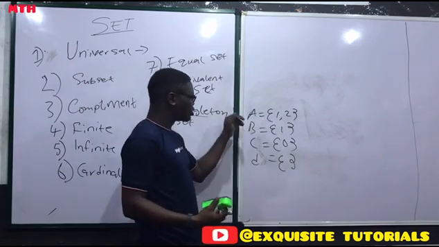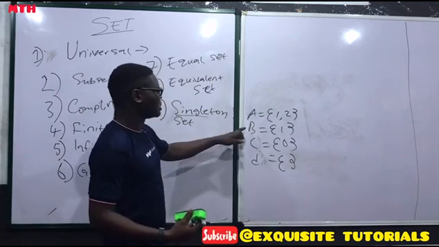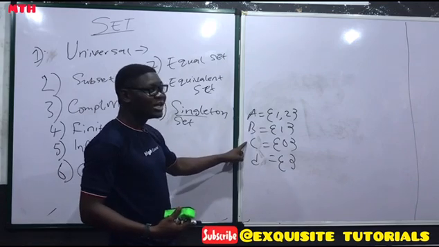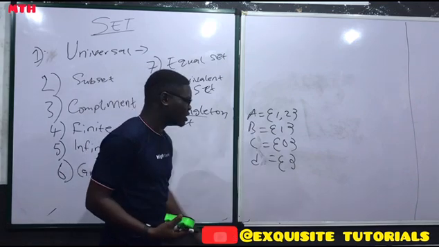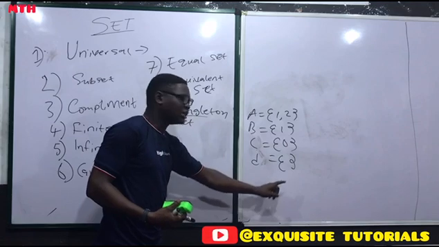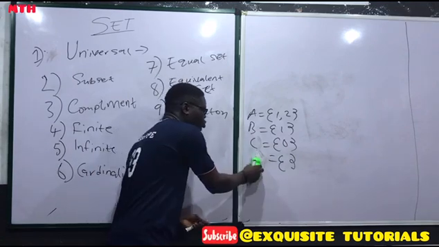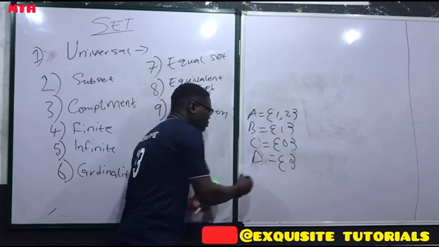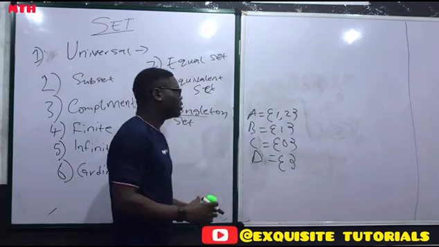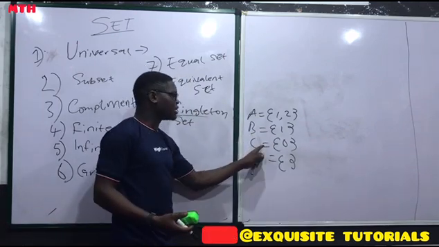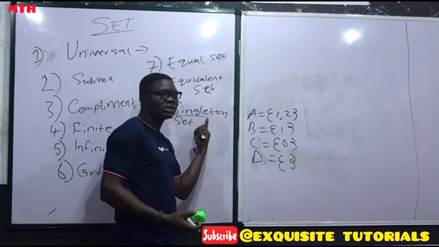This one has 2 elements. So the cardinality here is 2. The cardinality here is 1. The cardinality here is also 1 because it has one element. But this one, there's nothing inside here. There's no element inside here. So the cardinality of D, sorry for using a small letter, the cardinality of D is 0. There's no element. So whenever the cardinality of a set is 1, it is a singleton set.